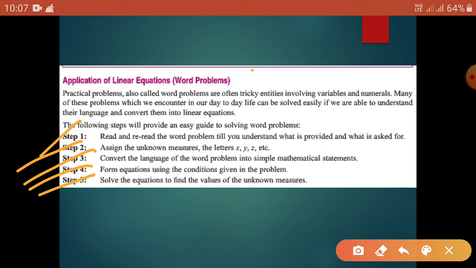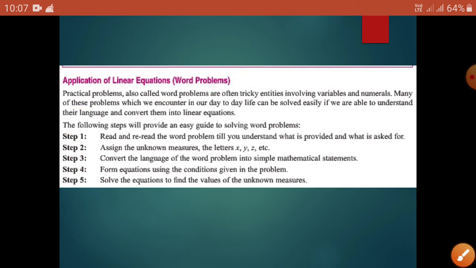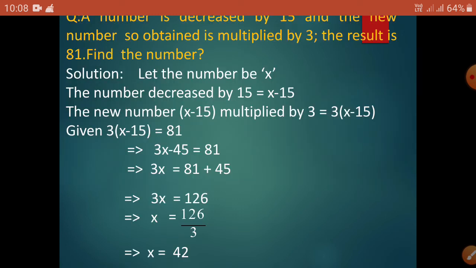So we are now taking word problems basically. To solve any word problem we have to first read and reread it, and assign the unknown measures, the letters, then convert the language into simple mathematical statements. So this is the application of linear equations, that means word problems. Go to the next slide.